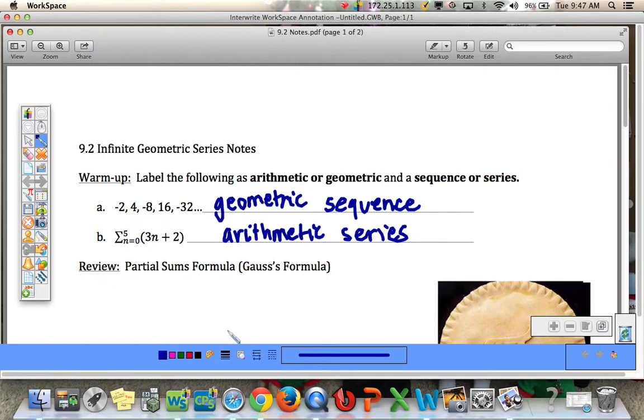Let's review arithmetic series. We looked at Gauss's formula, and this is Gauss who added up the numbers from 1 to 100. You found that pattern. To review that pattern, to find the sum of any number of terms, you take the first term plus the last term, multiply by the number of terms, and then divide by 2. So there's Gauss's formula. This is what we went over yesterday, and we solved multiple problems using Gauss's formula.